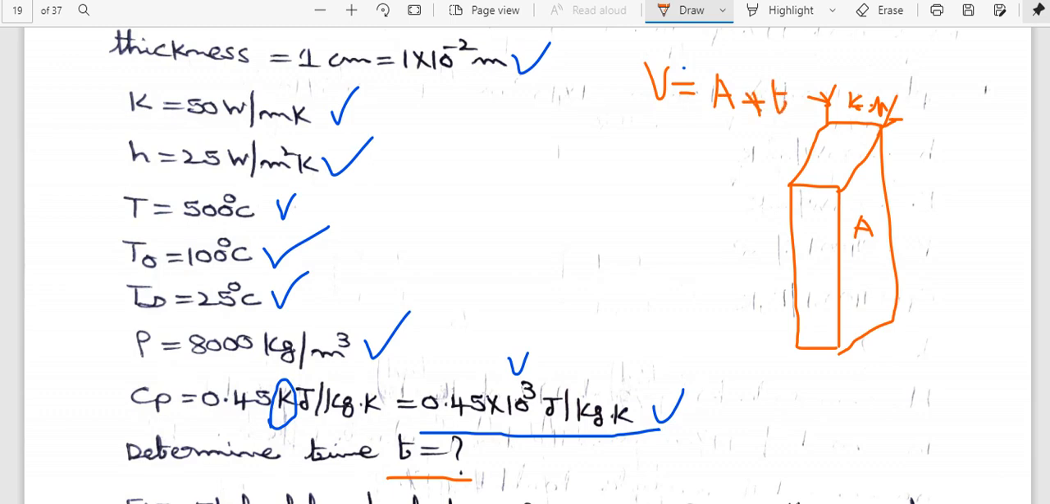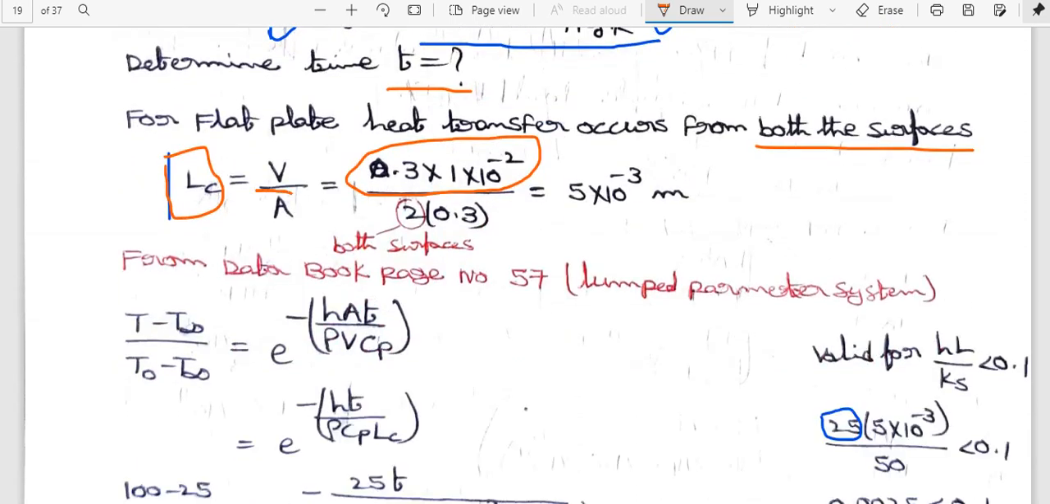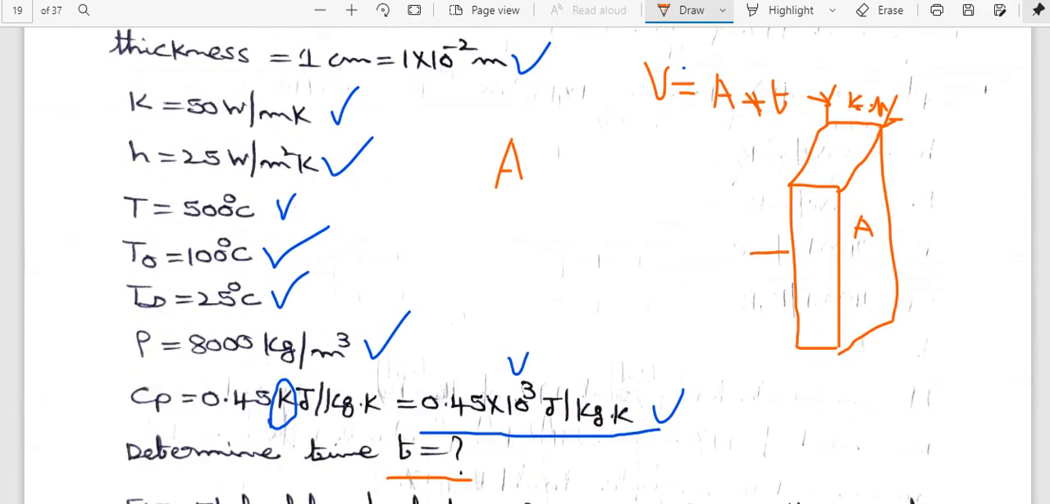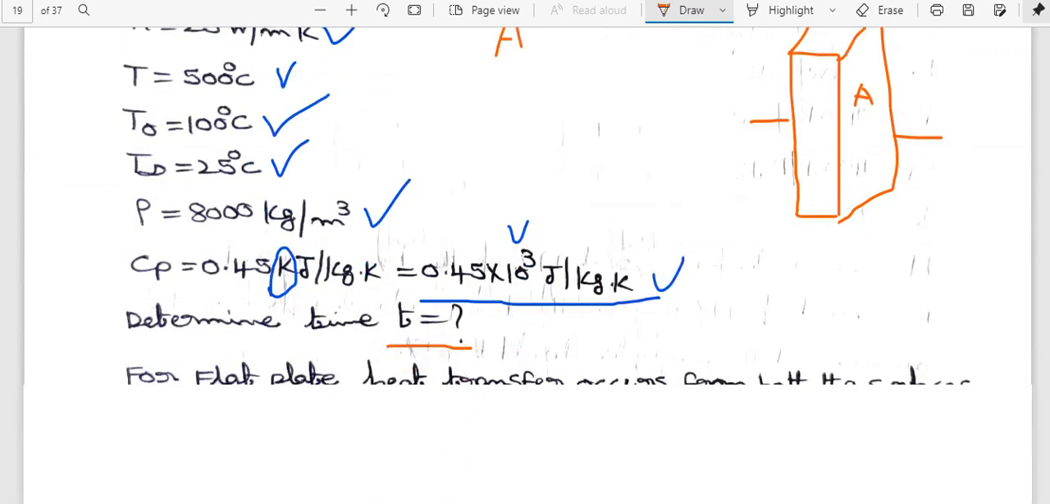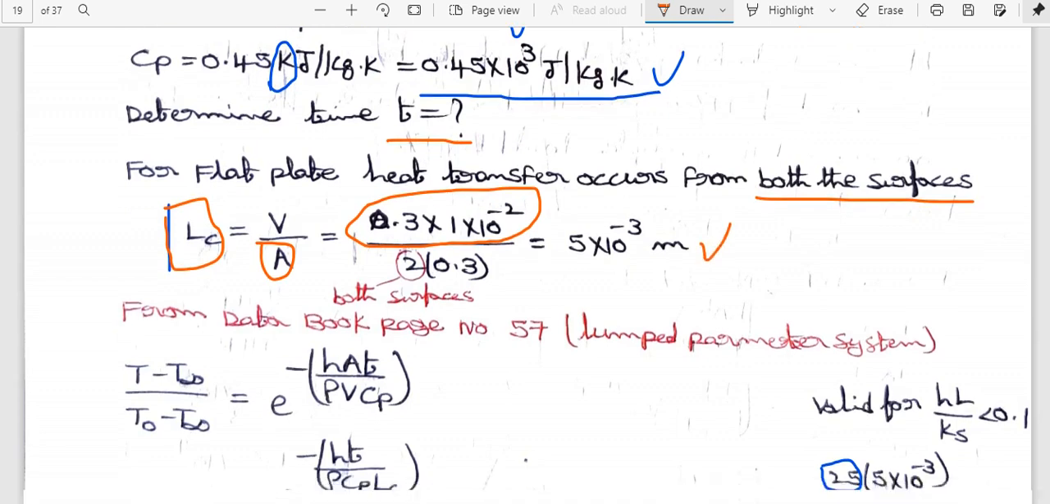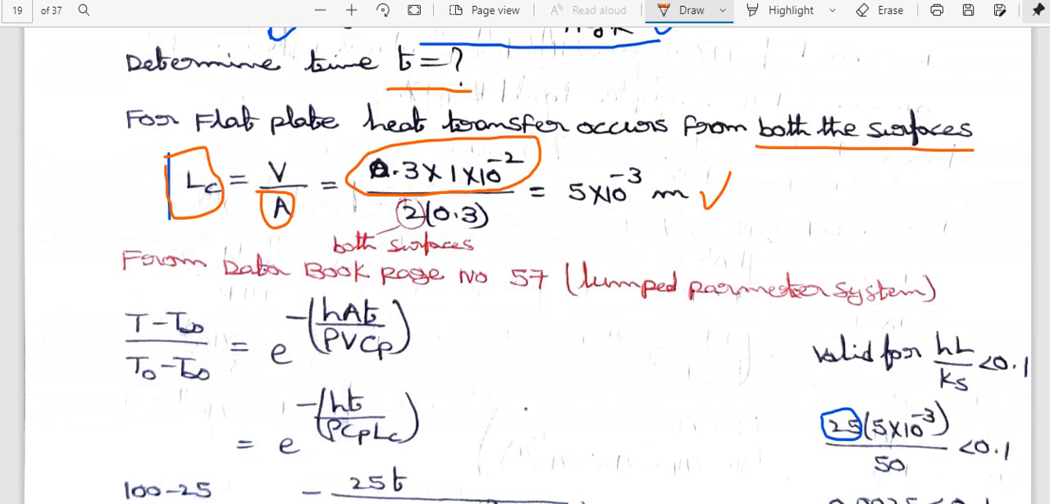Now what is the area? In this Lc value, the area means 2 into surface area, where 2 is for both sides, inside and outside, the left side and right side of the given steel plate. So 0.3 into 1 into 10 power minus 2 divided by 2 into 0.3 equals 5 into 10 power minus 3. This is the Lc value.